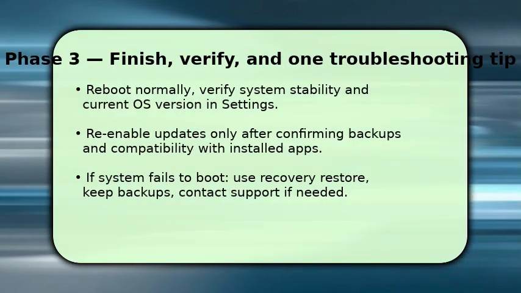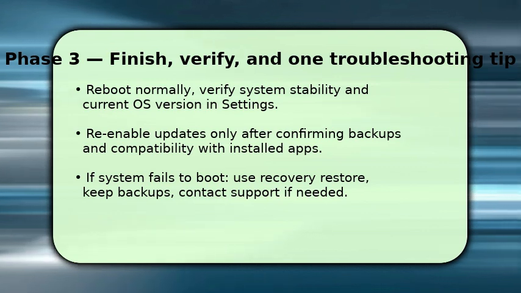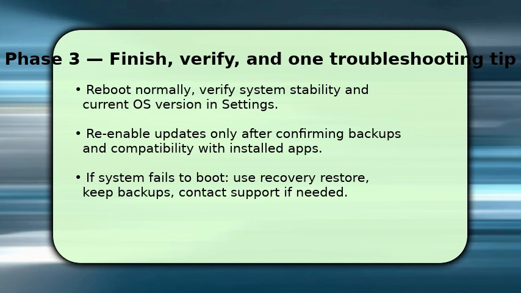You finish by rebooting normally and checking settings to confirm the OS version and system stability. Make sure apps open and performance is normal. Once stable, re-enable automatic updates only after confirming backups and checking that the upcoming update is compatible with critical apps.